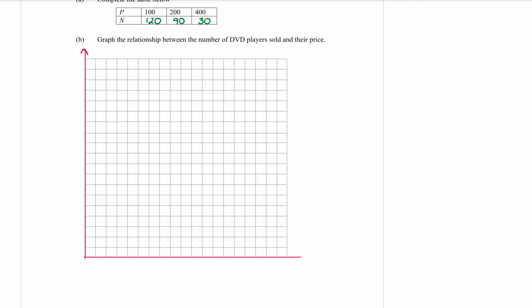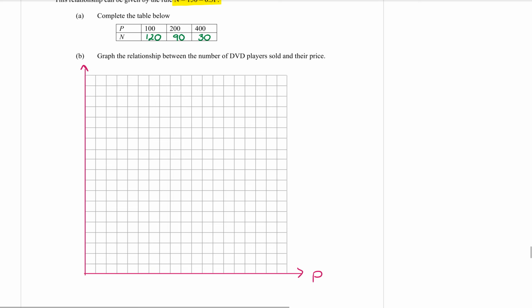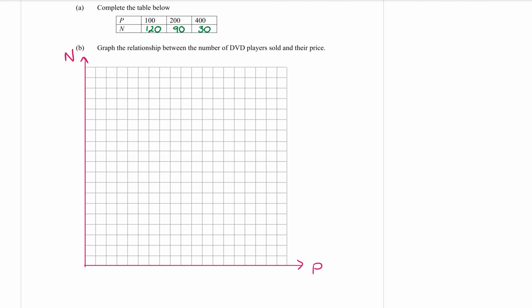Okay, so across the horizontal axis, across the bottom here, is going to be P, standing for the price, and N is going to be on the vertical. So whatever pronumeral is on the top of your table, that is going to be your horizontal axis, because that's where the X would normally be, your X axis, and the bottom number is what goes on your Y axis. So we're going to need to pick a scale here. We can't have 400 spaces on our graph.